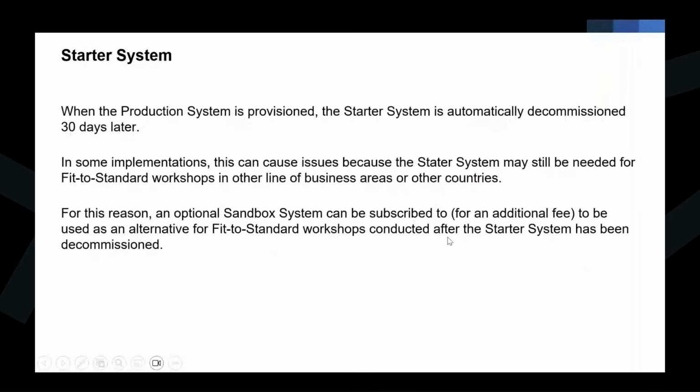So I hope you understood what the system landscape in SAP S/4HANA Public Cloud looks like, what the starter system is, and till what time the starter system will be available. This is a very, very important system which is required in the fit to standard workshop. So we should be aware of what activities are done in the starter system, and what activities will be done in the development, quality, and production systems.